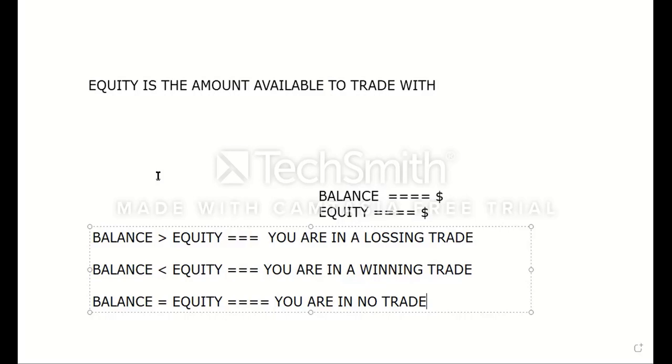So these are the three scenarios. When balance is greater than equity, it's telling you you're in a losing trade, meaning the amount available to trade is lesser than your balance because you're actually in a loss. Then when balance is lesser than equity, it's telling you you're in a winning trade. In this case, your equity is greater, which means you have added profits to your initial money.